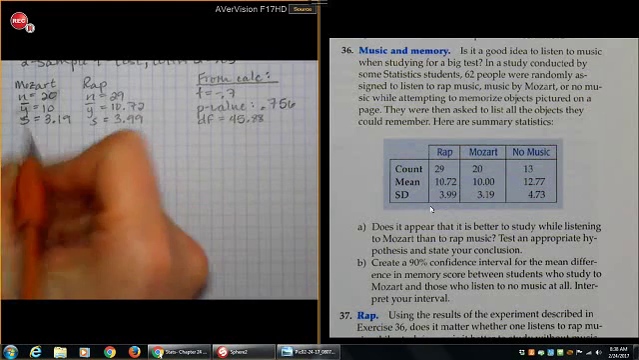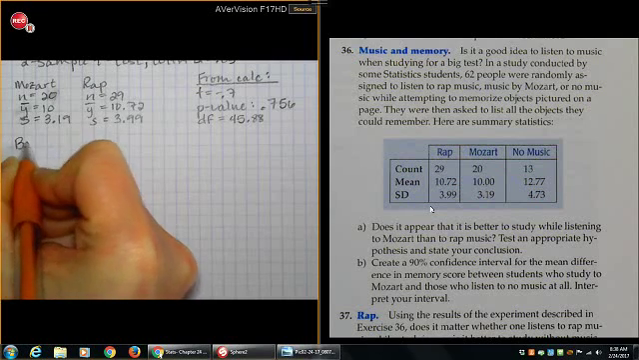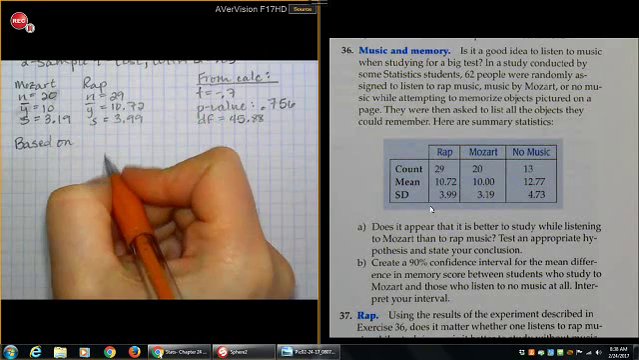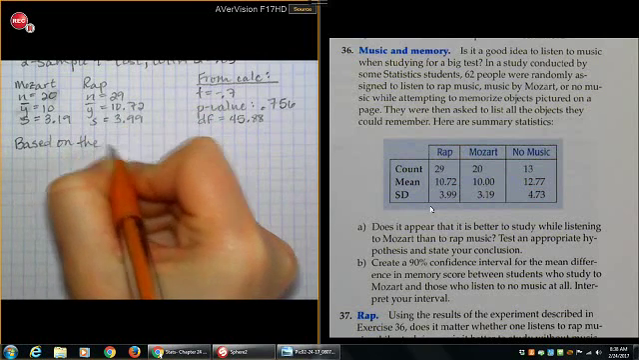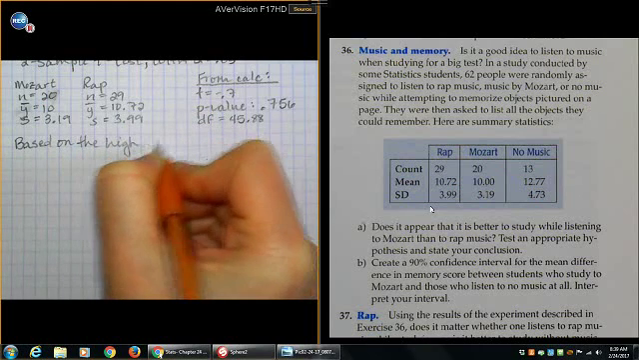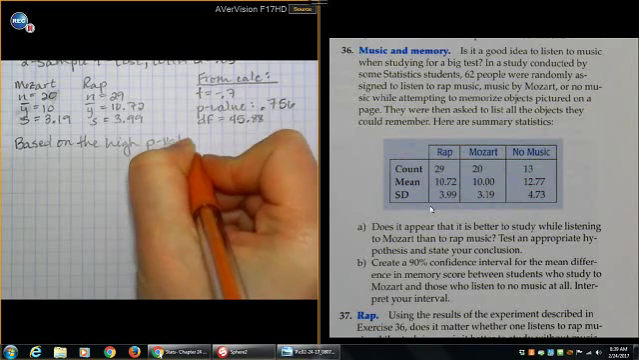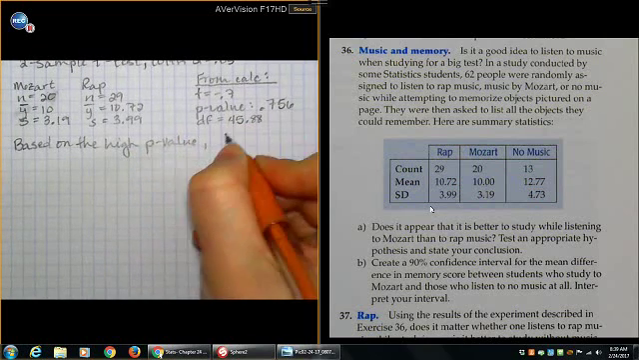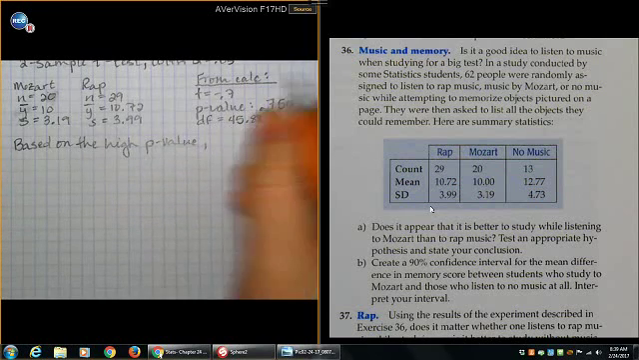So based on this p-value, what would we do about the null hypothesis? Is that a high or low p-value? That is a high p-value. So based on the high p-value, or on the fact that it's greater than 0.05, because we did set that alpha level, would I reject or fail to reject? Fail to reject.